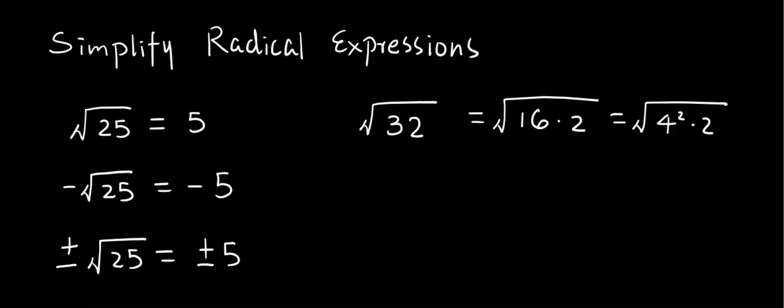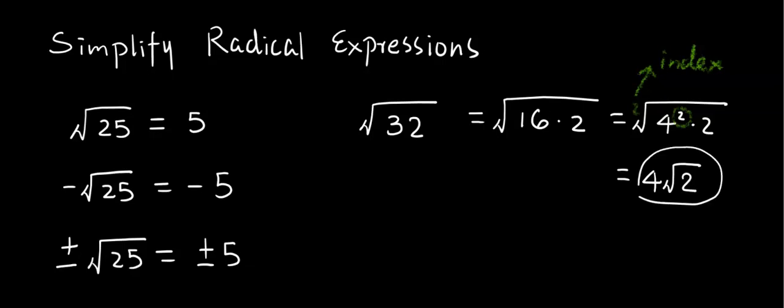Square root means there is a little 2 here. If you want to leave the house, you've got to pay the ticket. The ticket is $2. So when you leave, you're going to use this power 2 divided by this, which is called the index. Power 2 divided by index 2, you have 4. 4 comes out, 2 stays. That is the whole idea.